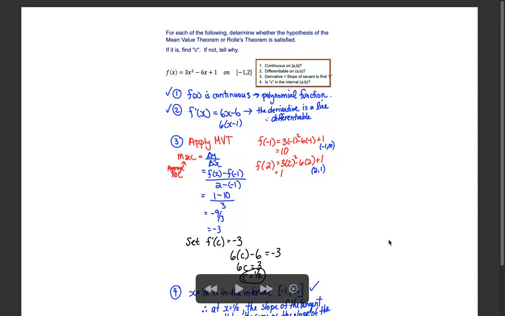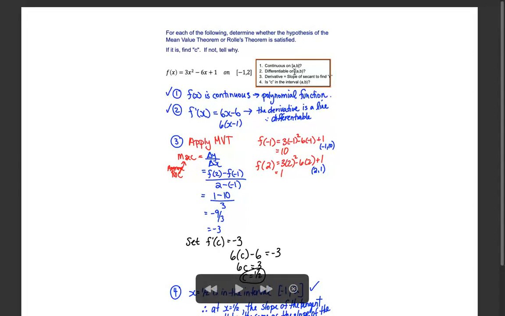Okay, so here is my solution to this problem. First of all, is this continuous on [a, b]? I know that this will be shaped like a parabola. It's a quadratic function, f(x). And I know that parabolas are always going to be continuous between negative infinity and infinity, in fact. So because this is a polynomial function, I know that f(x) is going to be continuous.